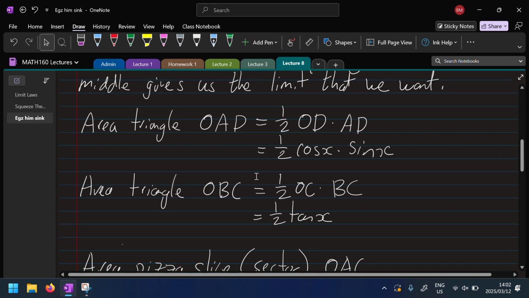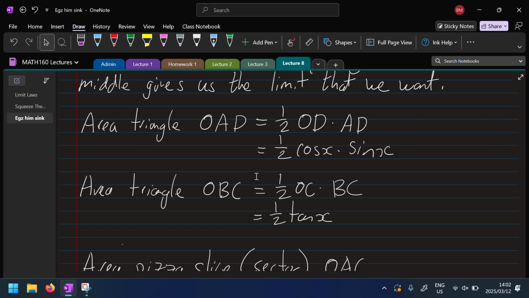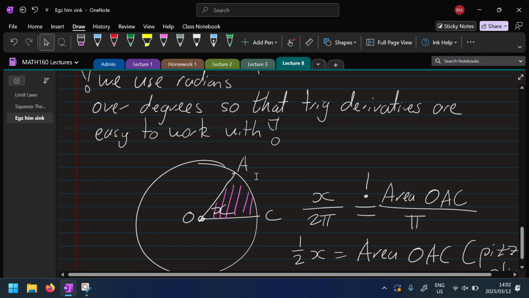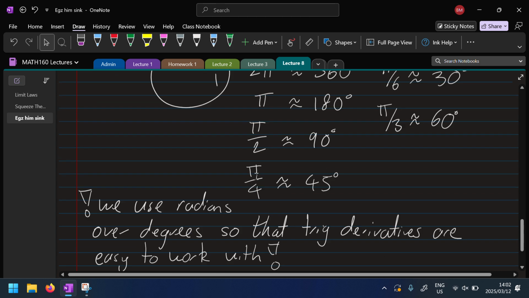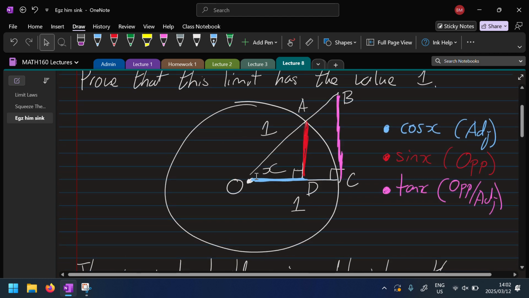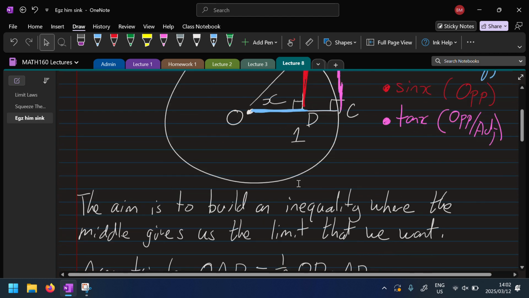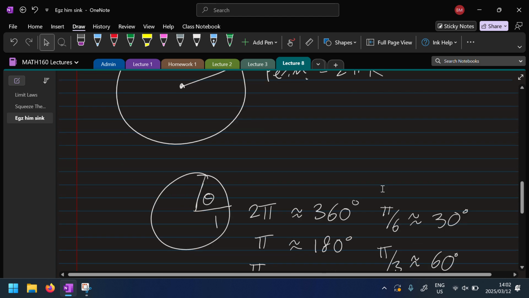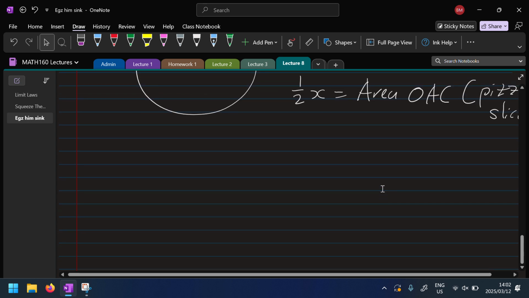So what we're going to do is build up that inequality using these areas that we've now found. We found the smallest area, we found the largest area, and this pizza slice bit, that is the middle area. And one is smaller than the other. So let's look at the smallest area. That was the OAD area. That was this, half cos x sine x. So that's the smallest area. Let's put that first.